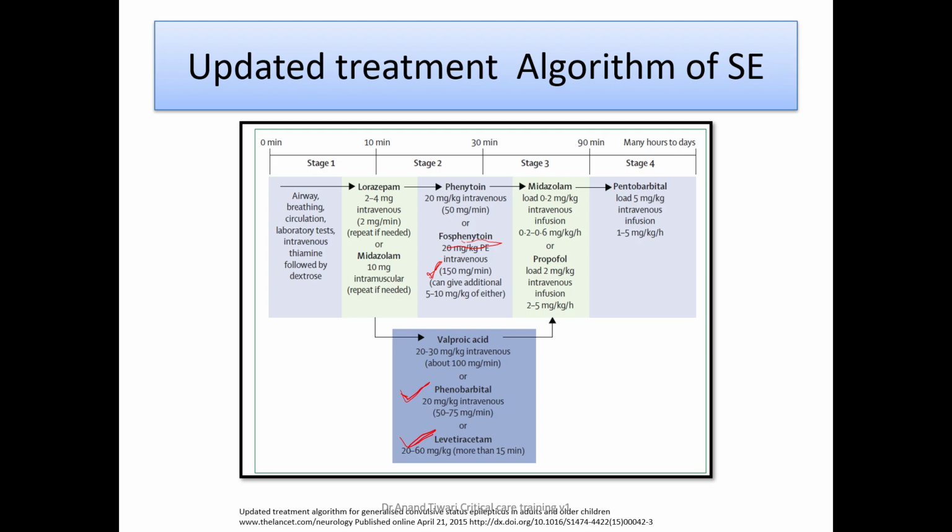If the patient doesn't respond to this second line agent, then there is a chance of progressing to status; the patient has to be shifted to the ICU, of course, and you have to start the anesthetic agent. The most common one is the midazolam infusion, which is 0.2 milligram per kg bolus and 0.2 to 0.6 milligram per kg per hour, or propofol with a loading dose of 2 milligram per kg and 2 to 5 milligram per kg per hour.